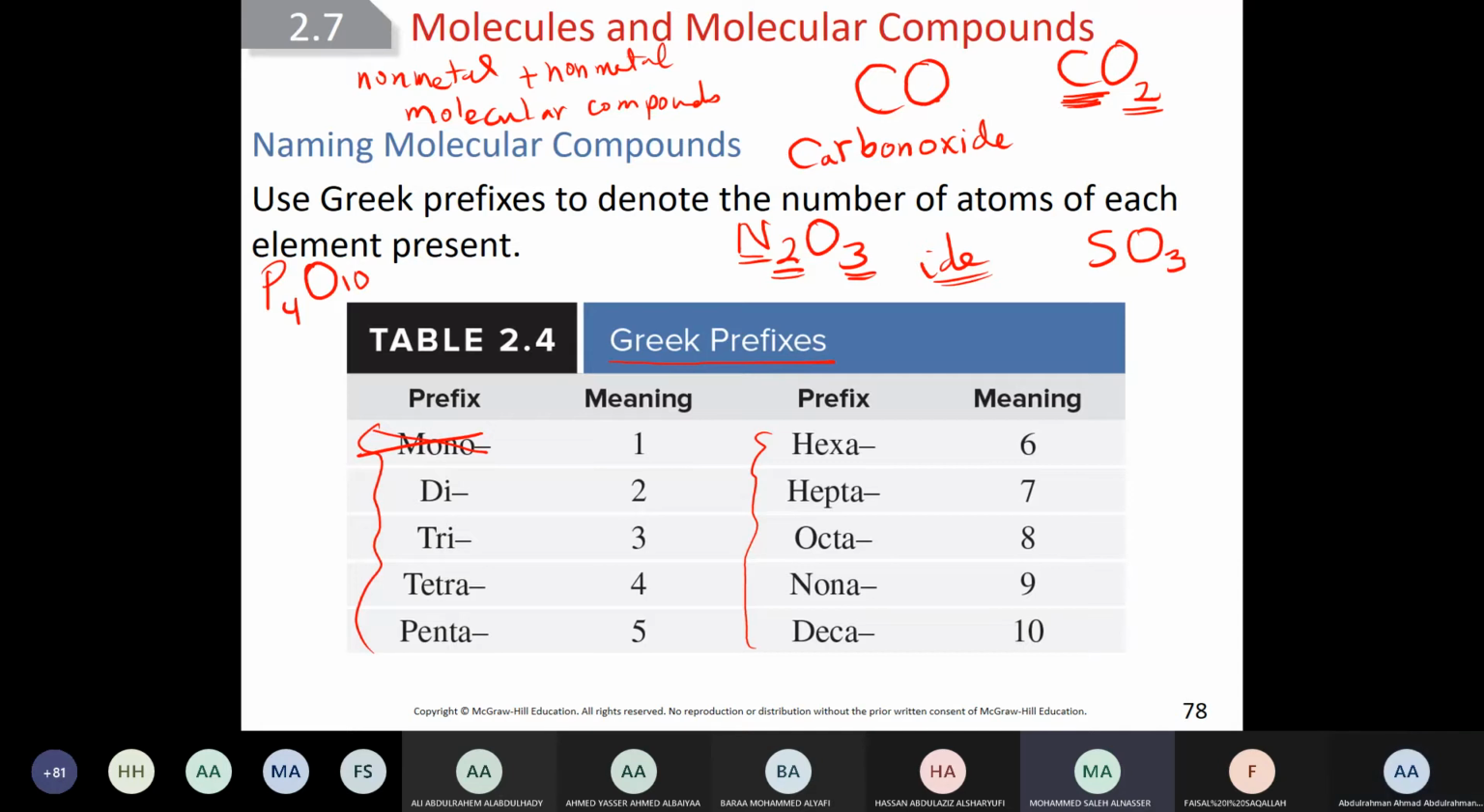Phosphate. No, not phosphate. Tetraphosphorus. Keep the same name, phosphorus. And then? Decaoxide. At the end, you say ide. The first one is just say phosphorus. Phosphorus. Good.